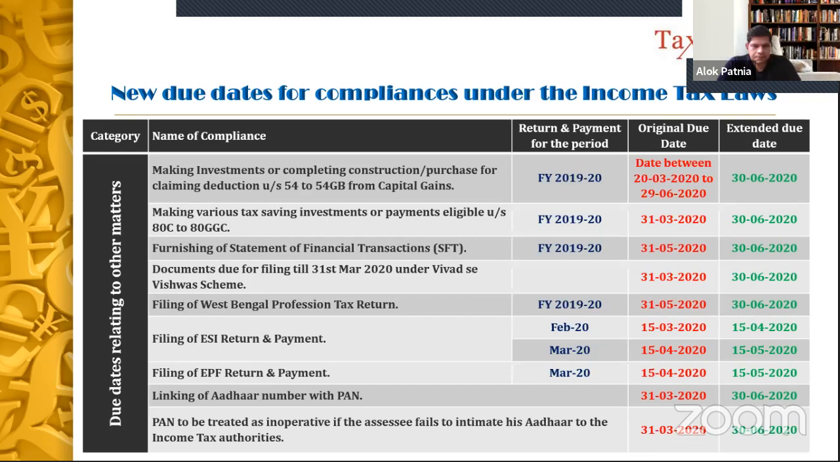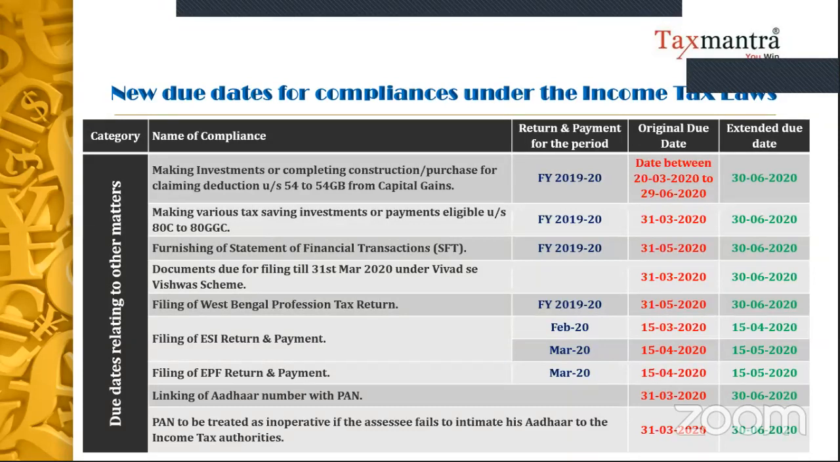Or any tax savings investment like LIC, PPF, EPF, or anything like that, which was for the financial year 1920, the due date was 31st of March. Now it has also been extended to the 30th June for the financial year 1920. So you're saying for the financial year 1920, I can still make a tax investment till 30th June, and it will still be regarded under 1920, right? Correct, sir.